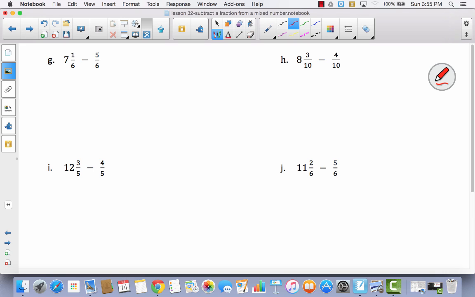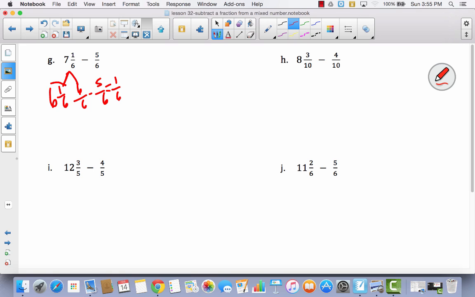Okay? Again, I want you to try to pause the video and do as much of this as you can. If you get stuck, you can always press play. All right, so we've got 6 1/6 and 6 6s minus 5 6s, which equals 1 6.